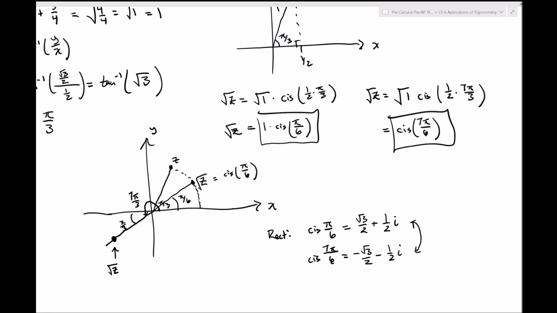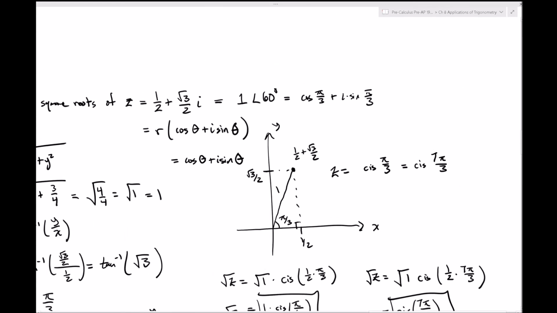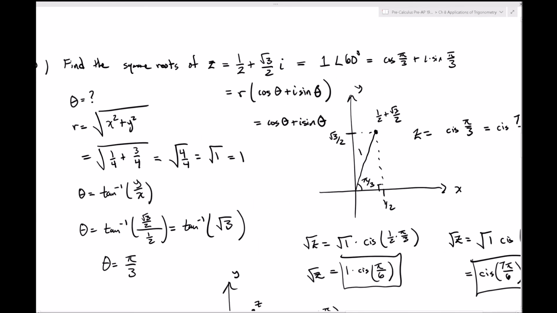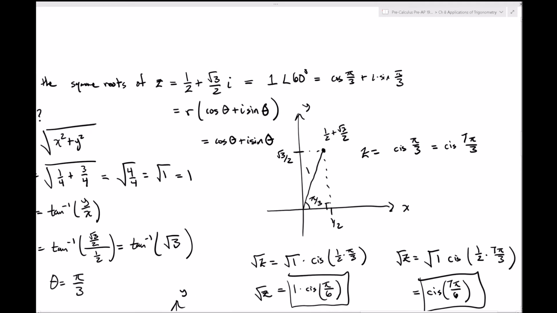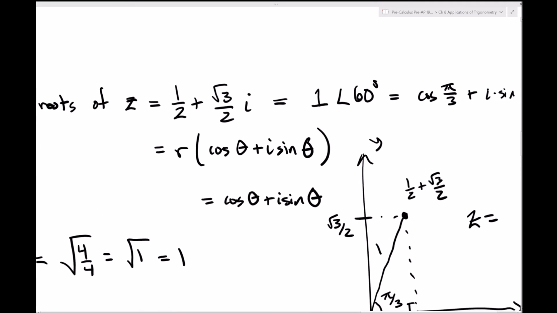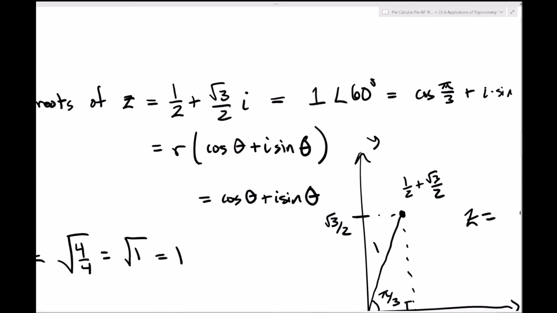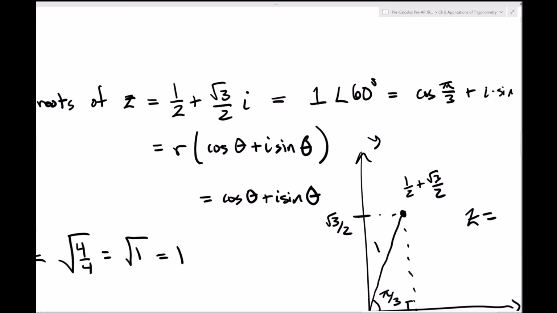So number one, square roots. Square roots are always a plus or a minus. That also gets extended into the complex plane. For a complex number, something that's purely complex, if you take its square root, it's going to be two numbers that are negatives of each other.